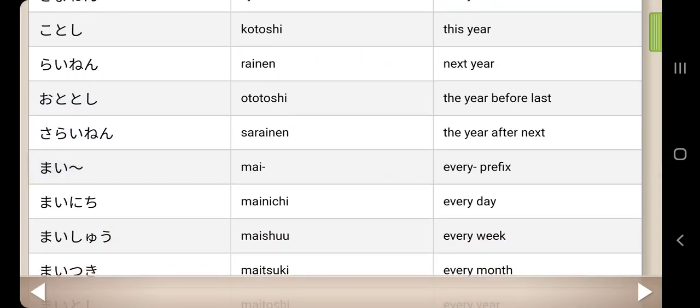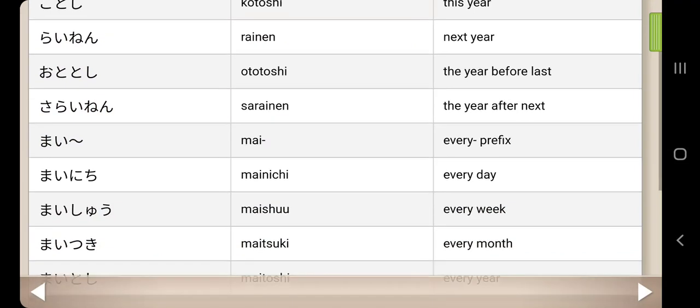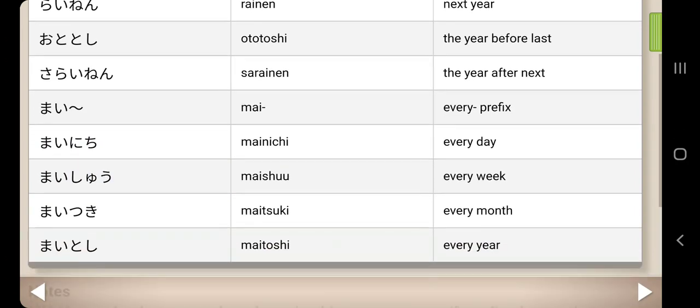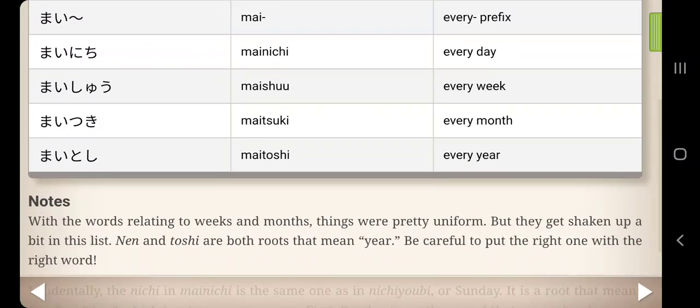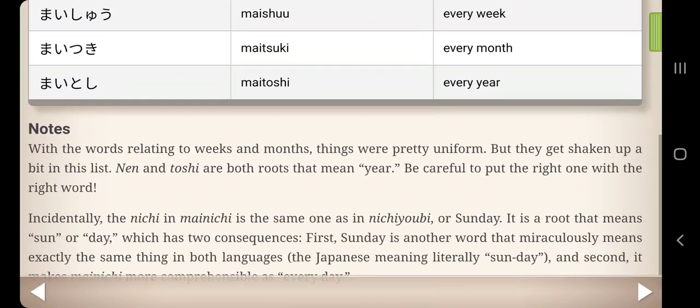Mai is used on every prefix, like Mainichi. 毎日 Every day. 毎週 Maishu, every week. Maitsuki, every month. Maitoshi, every year. At the start of Gurren Lagann, there's a bit where Kamina was like, Mainichi, Mainichi. So that'll help you remember every day. It's like, every day we struggle in this hole.